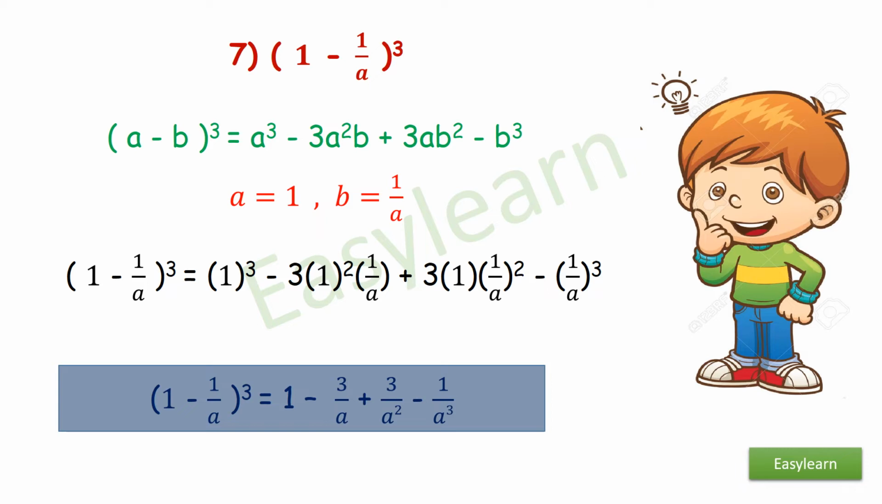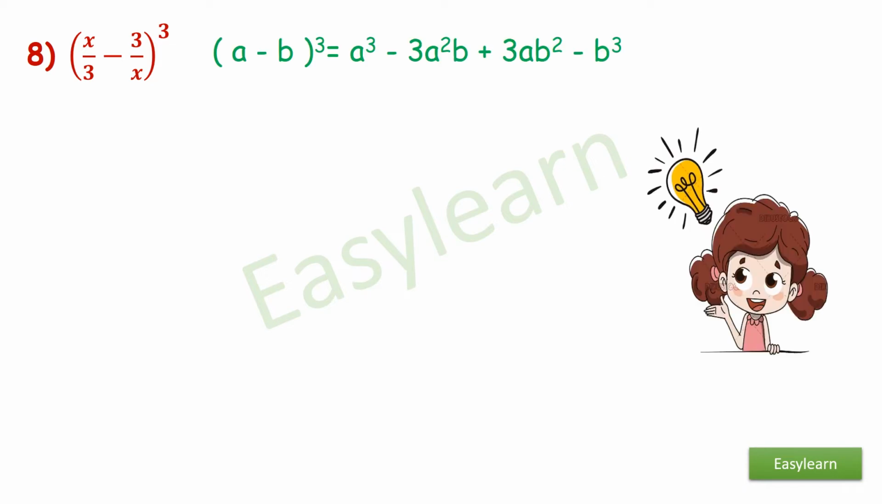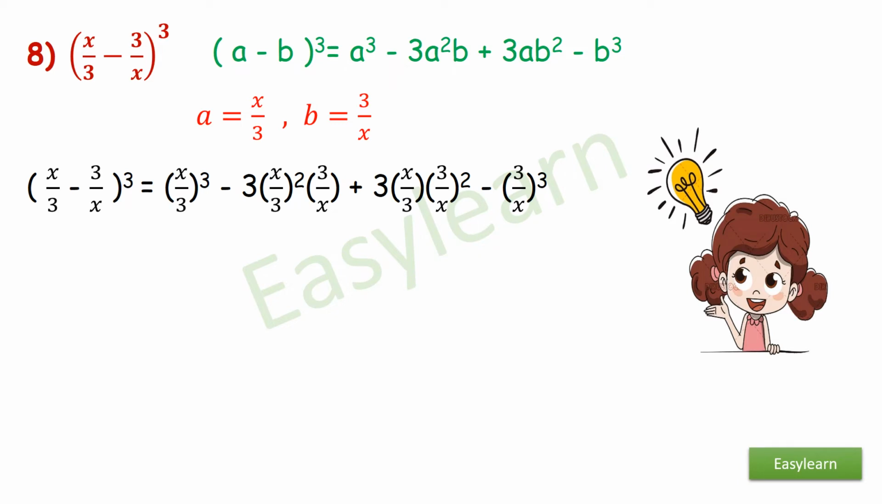Eighth one, x upon 3 minus 3 upon x the whole cube. Write down the formula. Value of a is x upon 3, b is 3 upon x. Substitute these values in the formula, you get x upon 3 minus 3 upon x the whole cube is equal to x upon 3 the whole cube minus 3 into x upon 3 the whole square into 3 upon x plus 3 into x upon 3 into 3 upon x the whole square minus 3 upon x the whole cube.